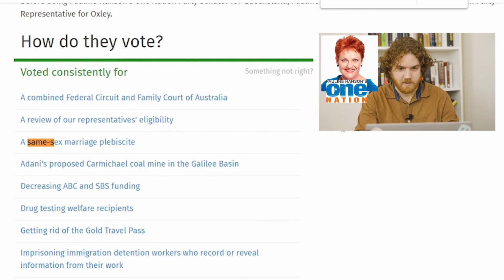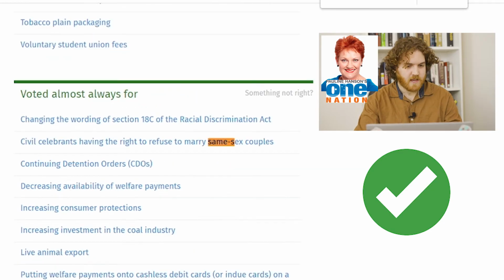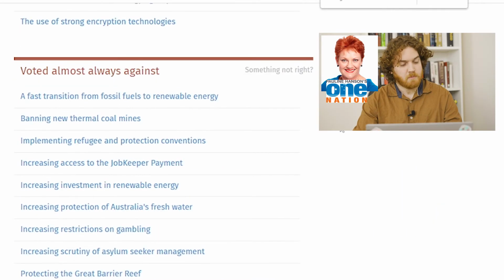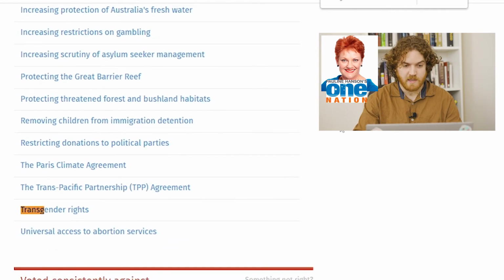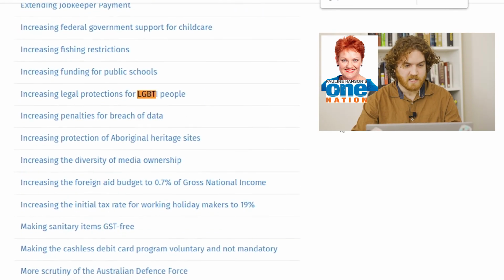But we're carrying on. Pauline Hanson has voted consistently for a same-sex marriage plebiscite and has voted almost always for civil celebrants having the right to refuse to marry same-sex couples. Pauline Hanson has voted almost always against transgender rights and voted consistently against increasing legal protections for LGBTI people.